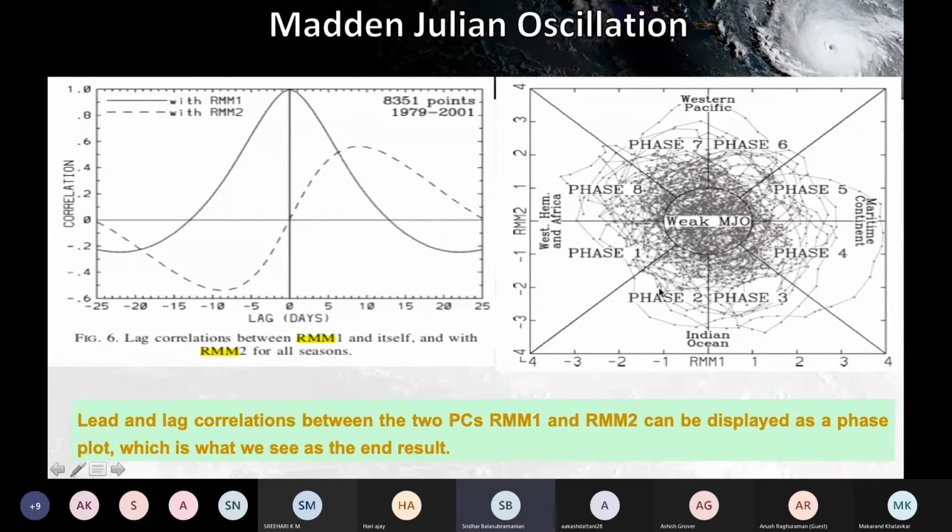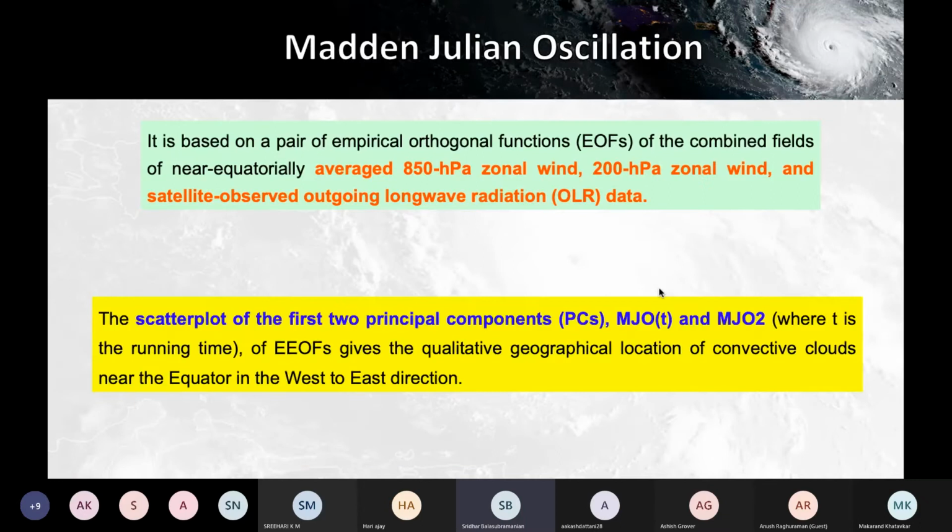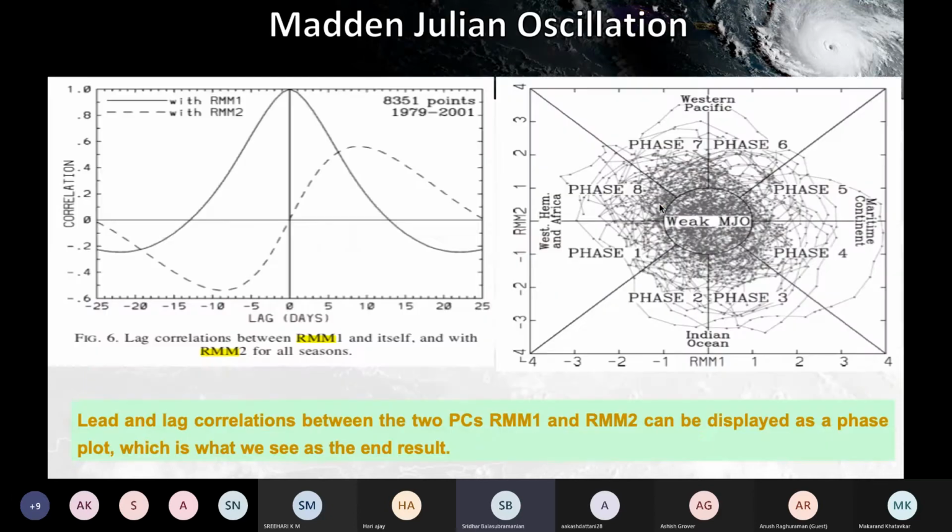Okay, so let's not get into too much of technicalities, but let me just say that in order to predict Madden oscillation, scientists look for the 850 hPa, the 200 hPa, and the satellite-based outgoing longwave radiation data. So again and again, the 850 hPa data becomes very, very important, because it also helps us in finding the Madden-Julian oscillation feature.